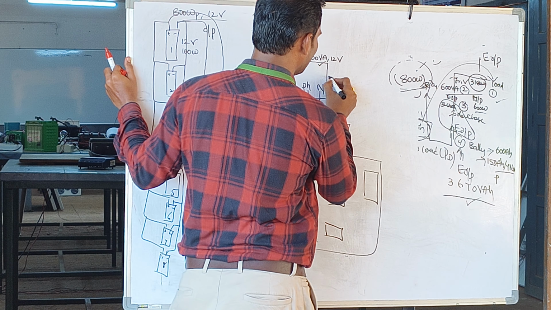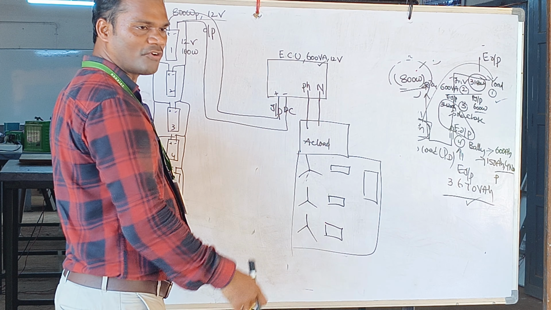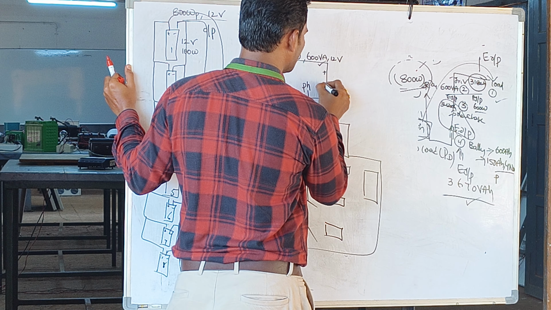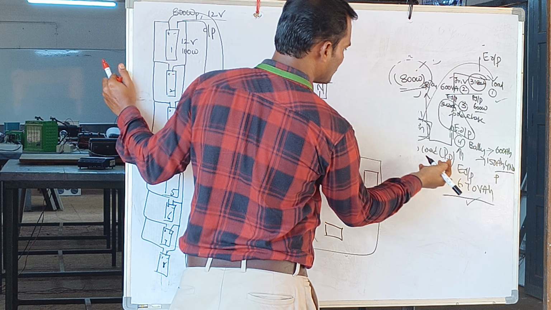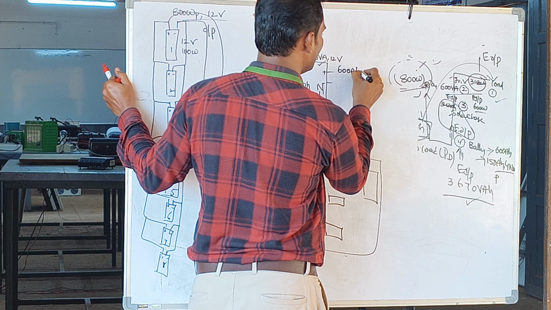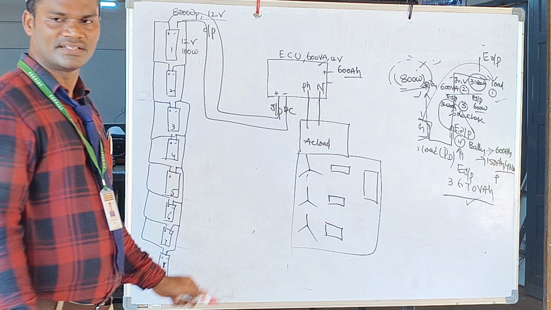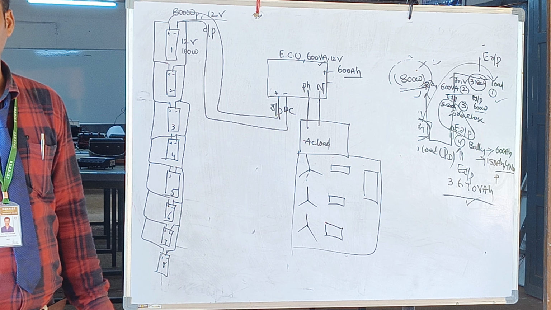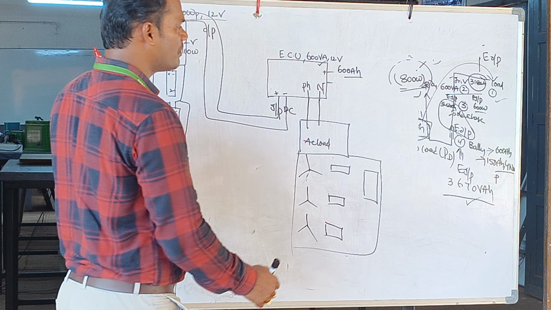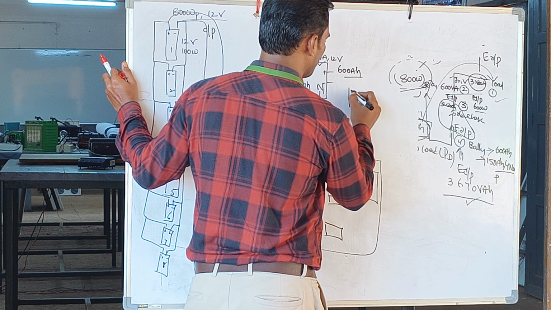And to give the backup, what do you require? Battery. The battery also will have what? Positive and negative. So what is the battery capacity we require? What is the system AH? 600 AH. But in the market, you can have 100 AH batteries or 150 AH batteries. Now we already assumed 150 AH batteries. How many 150 AH batteries? 4.